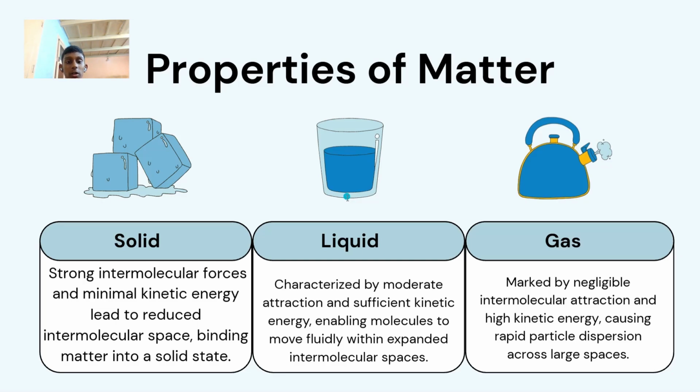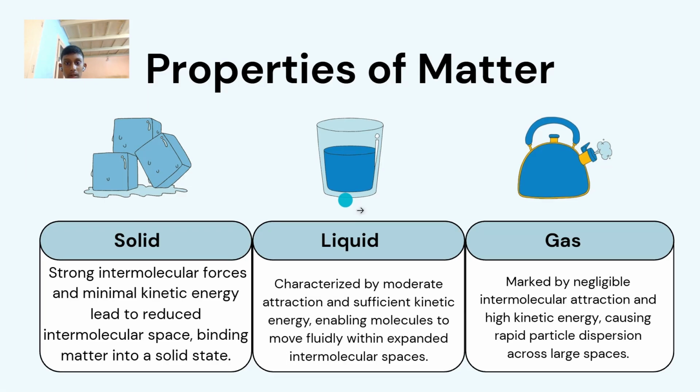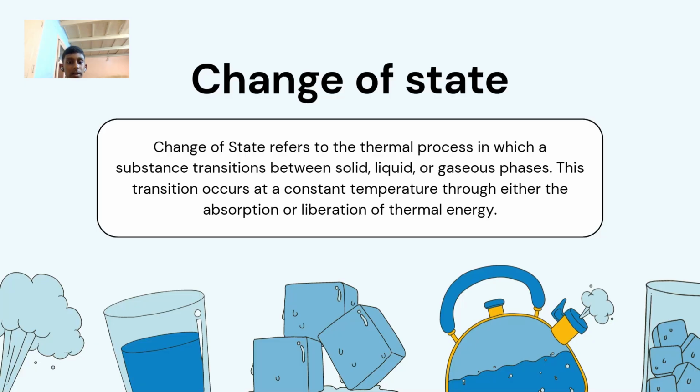Solid: strong intermolecular forces and minimal kinetic energy, which leads to the reduction of intermolecular space, binding matter into a solid state. Liquid: characterized by moderate attraction and sufficient kinetic energy, making the molecules move more fluidly within expanding intermolecular spaces. Gases: marked by negligible intermolecular attraction and high kinetic energy, which makes the intermolecular space the greatest. Now let's go to change of state.